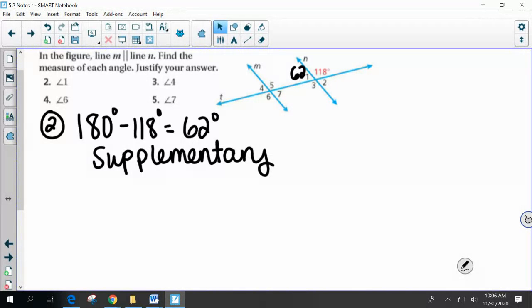Okay. Number 3, we're looking at angle 4. How would I figure out angle 4? Anybody know? Aren't they just the same? Isn't it just the same as 1? Yes, it's the same as 1. So it's 62. And why is it the same? Corresponding? Correct.